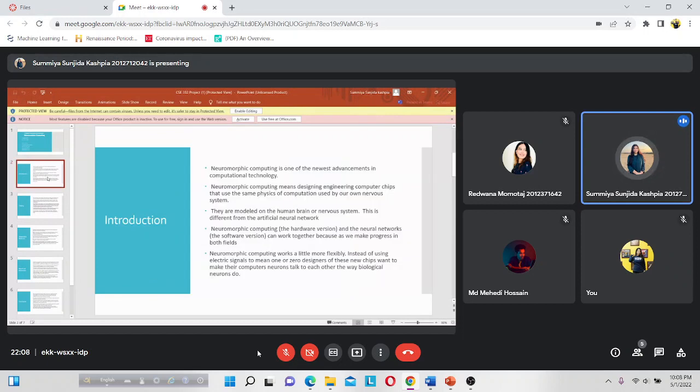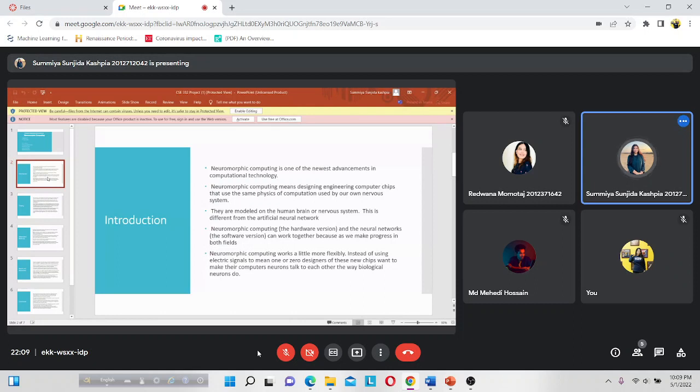Introduction. Neuromorphic computing is one of the newest advancements in computational technology. They are modeled on the human brain or nervous system. This is different from an artificial neural network, which is a program run on a normal computer that imitates the logic of the human brain. We all know neuromorphic computing is the hardware version and the neural network is the software version.